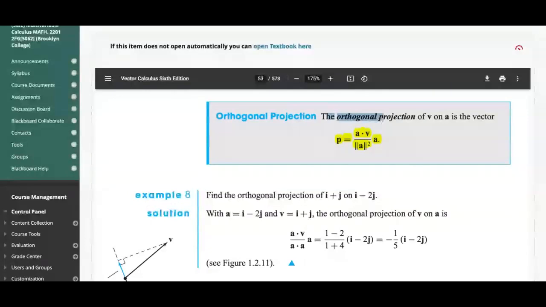So the orthogonal projection of V on A is a vector P. You could use A as the x-axis. You could use A as I, or you could use A as J, A as K, to convince yourself.